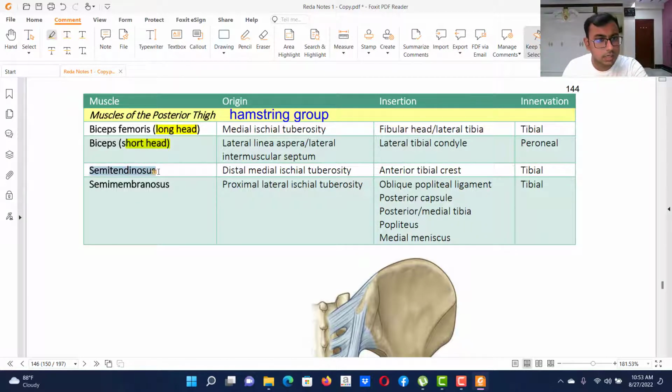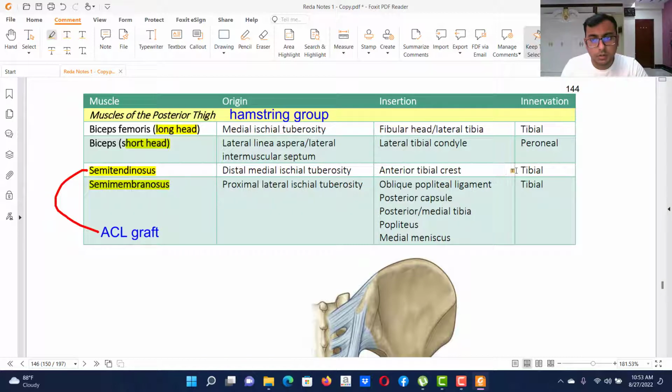So semitendinosus and semimembranosus. Semitendinosus is used as a graft. You must know that it acts as a graft, an ACL graft. You can use the graft for the ACL from the semitendinosus muscle.